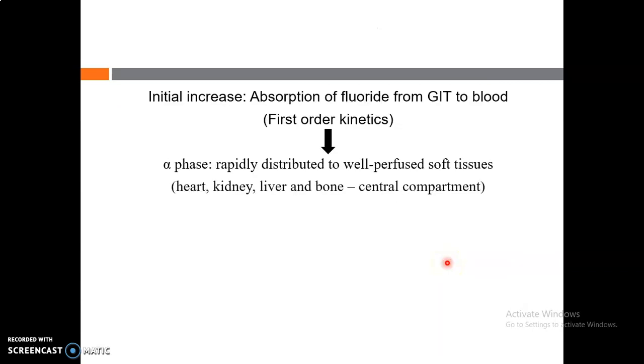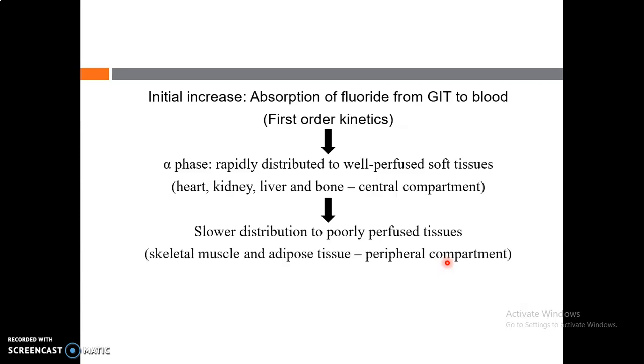The alpha phase is when the fluoride is rapidly distributed to the well perfused soft tissues, which have high blood supply, and that forms the heart, kidney, liver and bone, which are called the central compartment. Later it is slowly distributed to poorly perfused tissues, the skeletal muscle and the fat, and that is known as the peripheral compartment. And finally, it comes back to the central compartment, and that is called the beta phase, or the phase of elimination.